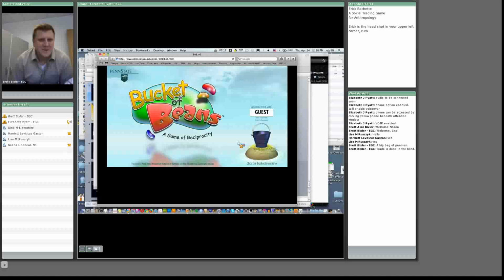Here are the little bucket that represents you. I don't think we have volume here. There's some island-themed music that we've used.